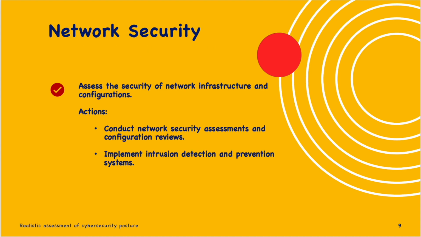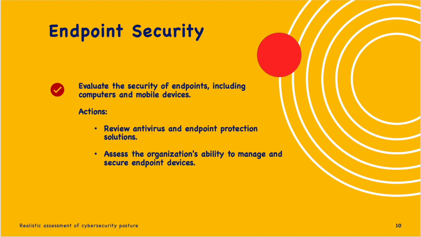Next is network security. Implementing strong network security measures is essential for safeguarding an organization's information assets and information. So to do that, they need to conduct network security assessments and configuration reviews, and implement intrusion detection and prevention systems. Next, they need to perform endpoint security.